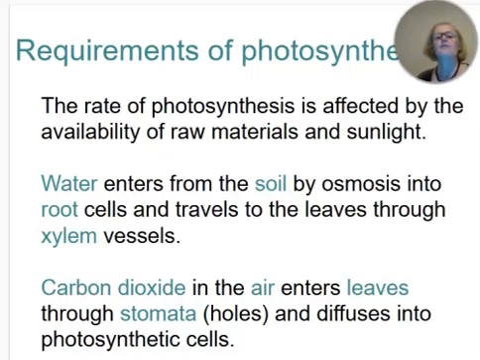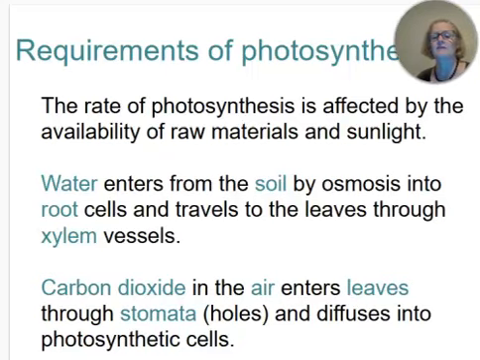So we need stuff for photosynthesis to be able to happen, and that stuff is water and carbon dioxide, and we also need some conditions. So how does the plant cell get its water? Well, it enters by the soil, through osmosis, into the roots, and then moves around the plant through xylem vessels, which are sort of straw-like empty vessels that the water can be sucked along.